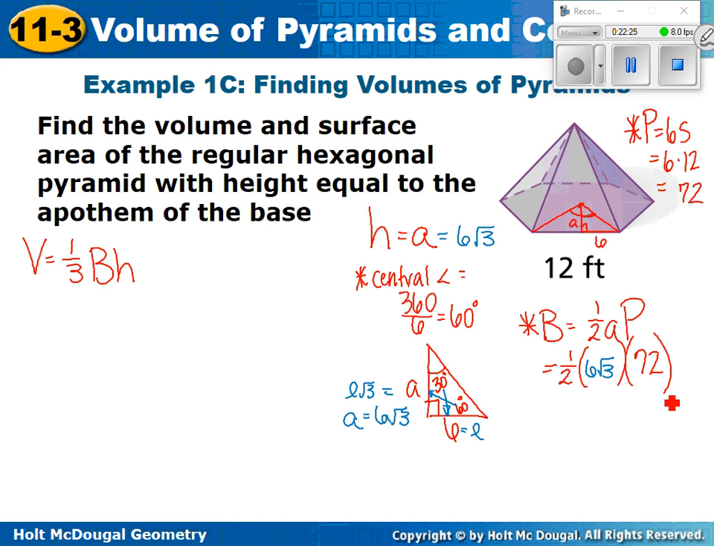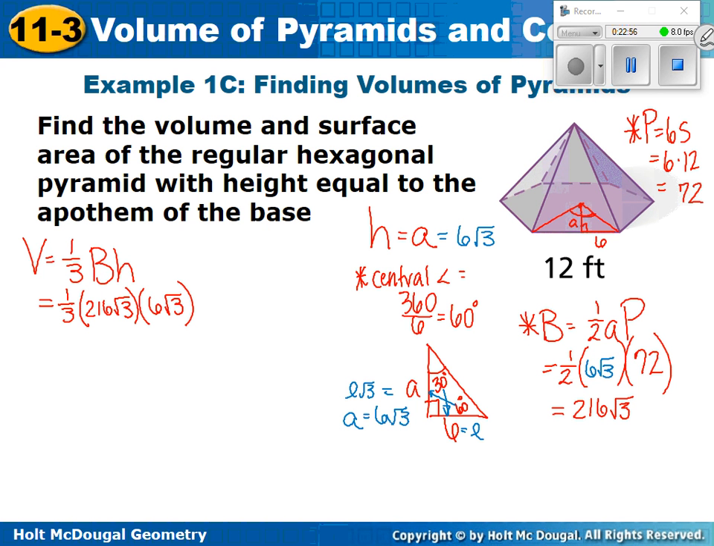So what's half of 6? 3. What's 3 times 72? 216 square roots of 3 is the area of our base. Come over to your volume and plug that in. 1/3, 216 square roots of 3. And what was the height again? The same as the apothem, which was 6 square roots of 3.